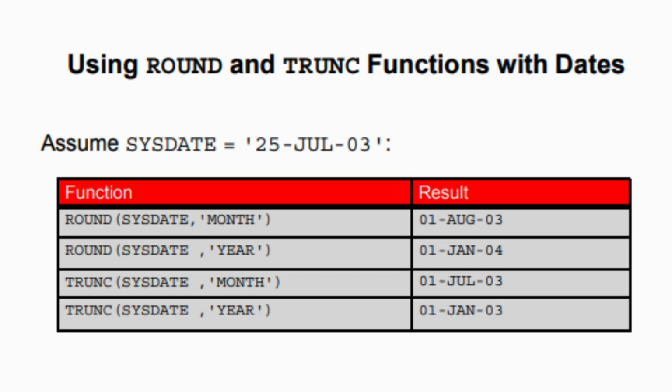The ROUND and TRUNC functions can be used for number and date values. When used with dates, these functions round or truncate to the specified format model. Therefore, you can round dates to the nearest year or month. If the format model is month, dates 1 to 15 result in the first day of the current month. Dates 16 to 31 result in the first day of the next month. If the format model is year, months 1 to 6 result in January 1st of the current year. Months 7 to 12 result in January 1st of the next year.